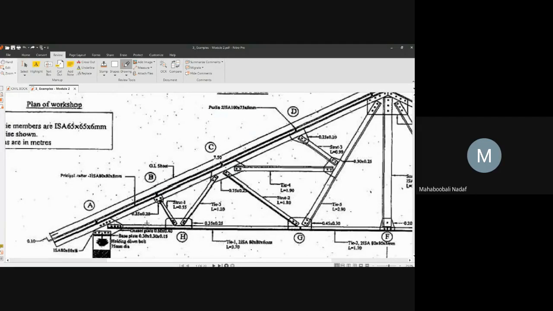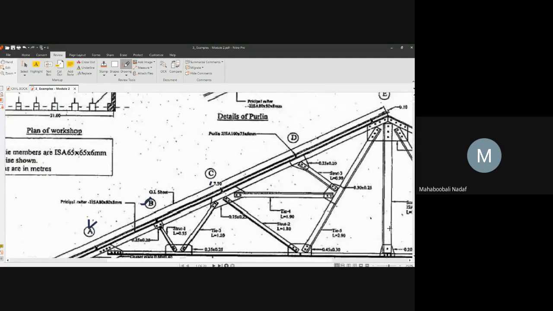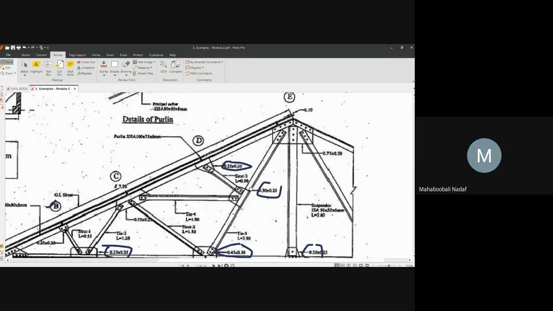Next is gusset plate. They have given gusset plates A, B, C, D, E, F, G, H, like that. And each plate's dimension is also given there only. How? See here, for H it is 0.35 into 0.25. For G plate 0.45 into 0.3. For each plate they have given the dimension. Is there any problem? All the dimensions they have given. Yes or no? Yes, sir.